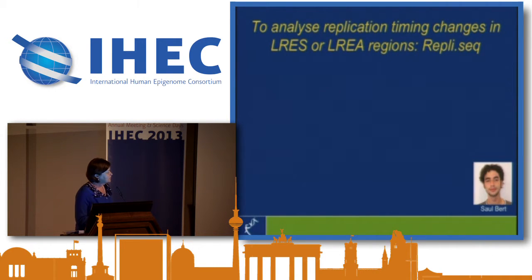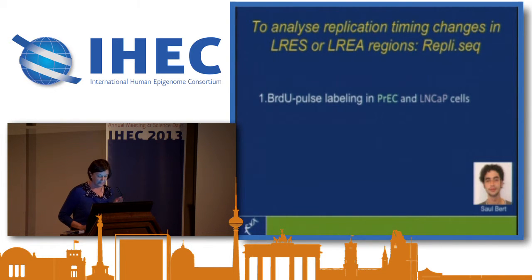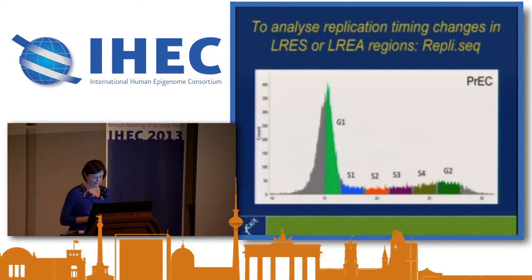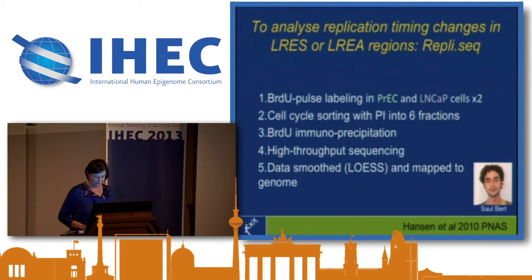To do this, Saul Burt, who is a PhD student in the lab, developed replication sequencing. He used normal PREC prostate cells and compared them to prostate cancer LNCaP cells by BrdU pulse labeling, and then sorting these cells into 6 fractions of the cell cycle. This shows you one of the sorts of PREC, where we can sort G1, 4 S phase fractions, and 1 G2. Then using immunoprecipitation and high throughput sequencing, we were able to visualize the replication sequencing after smoothing and mapping to the genome.